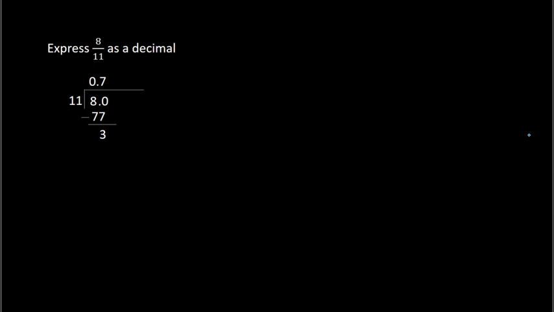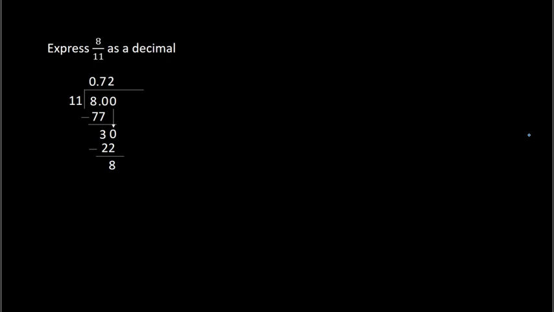And then I need to put another 0 at the end of 80 because there's a remainder. So I put another 0, and then I bring down to get 30. And then I see how many times 11 goes into 30. Well, it goes 2 times. So now I have 2 times 11, which is 22. I then subtract to get 8.